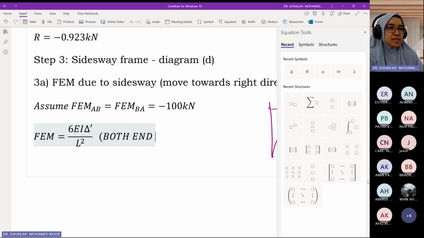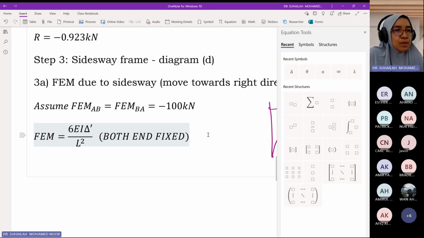Both end fix. Even though one end is a pin, we can still assume for FEM due to sidesway, we can still assume both ends fixed. Both ends fixed is 6. If one end fixed and one end pin, it becomes 3. Okay, so this is just what you need to do.